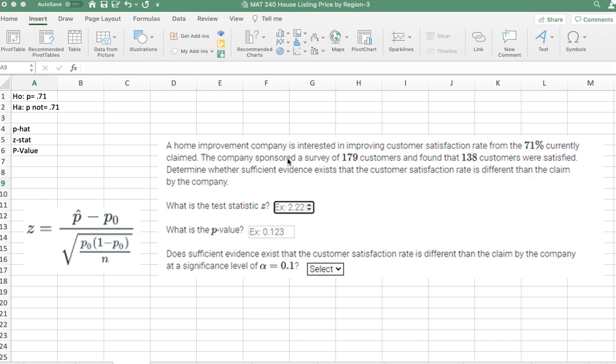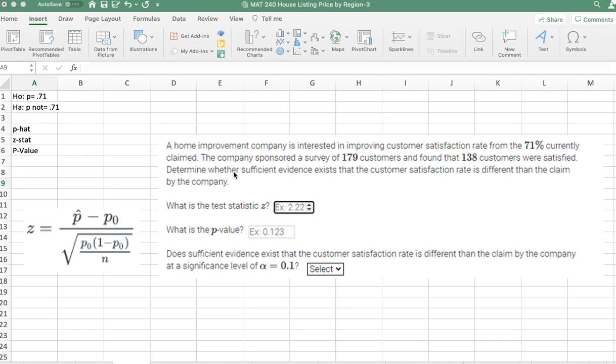So we have a home improvement company that is interested in improving the satisfaction rate from the 71% currently claimed. The company sponsored a survey of 179 customers and found that 138 were satisfied. Determine whether sufficient evidence exists that the customer satisfaction rate is different than the claim of the company.